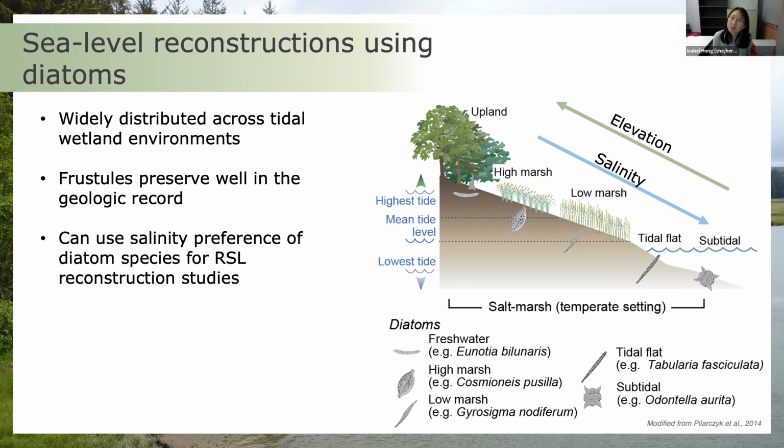And so we're going to see that relationship reflected in the diatom species that we find, where if we were to stand in the subtidal environment and look at the diatom species there, what we would find are predominantly marine diatoms. But as we continue up in elevation, moving into the tidal flat and then into the low marsh environment, we would begin to see a shift away from marine diatoms towards brackish diatoms. And then as we move from the low marsh into the high marsh and upland setting, we'll see a shift happening that's moving away from brackish diatoms towards freshwater diatoms.